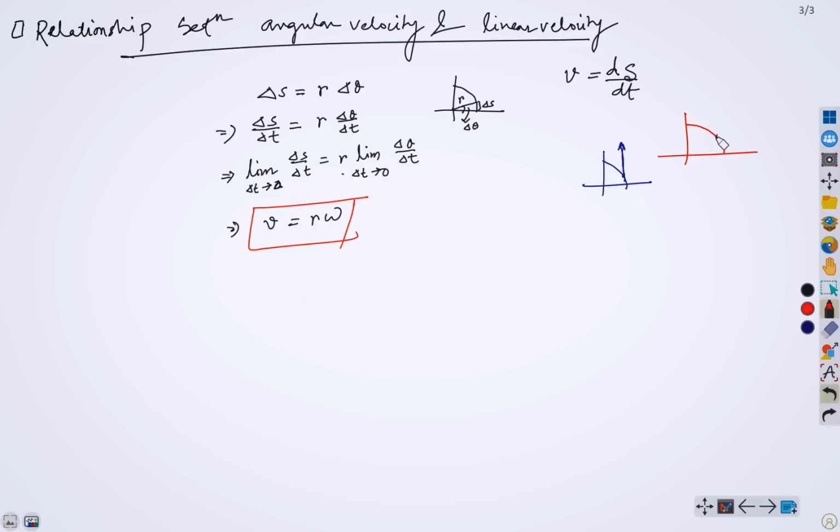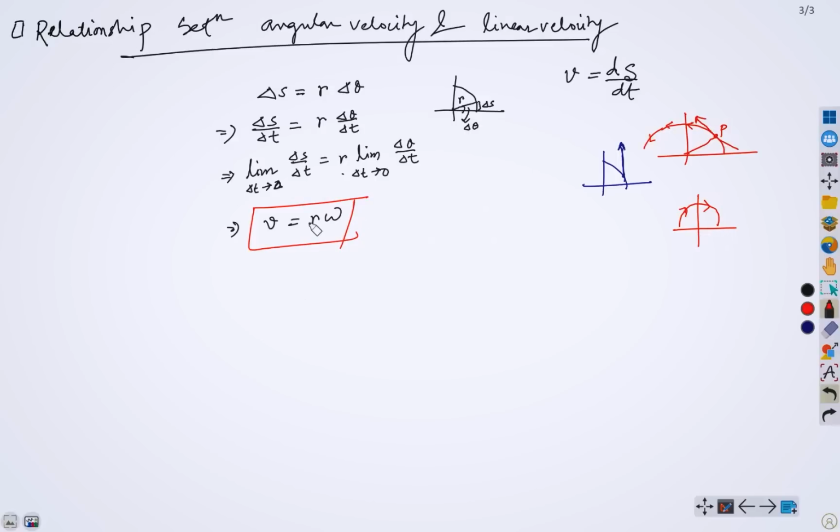Similarly, let's say a particle is moving in this direction. Clearly this is the direction of linear velocity, tangentially, and the direction of the angular velocity, that is omega, is given by the right hand thumb rule. If the particle is moving in the anti-clockwise direction, then the angular velocity would be outward from this paper. But if it's moving in the clockwise direction, then the direction of omega would be inward of this paper.